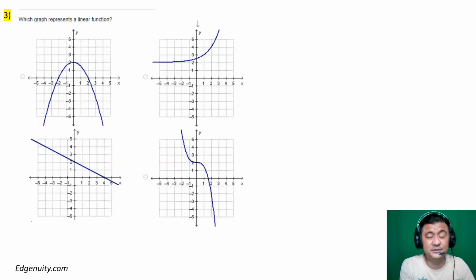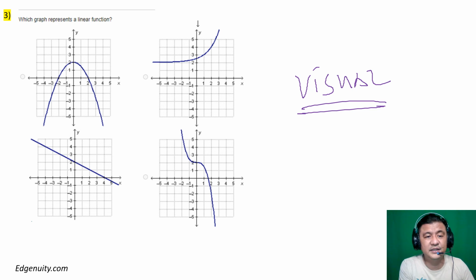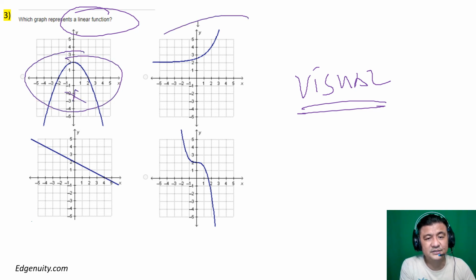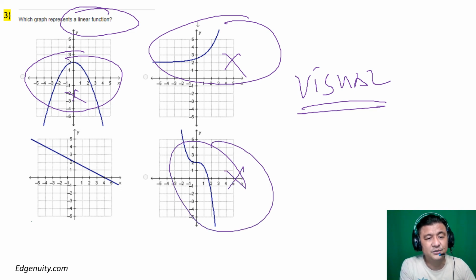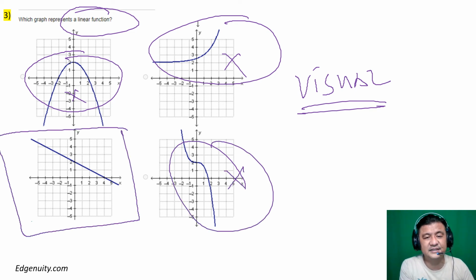Next, this is again by looking visually. Which represents a linear function? Obviously, is this a line? No. Is this a line? No. Is this a straight line? No. So therefore, this is our correct answer. Okay, last.